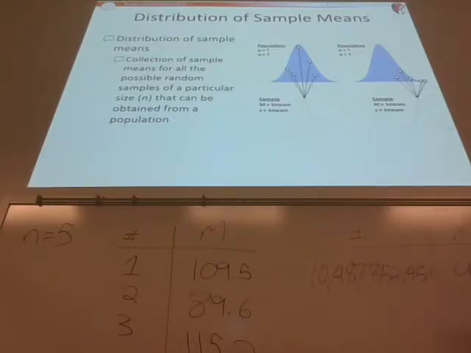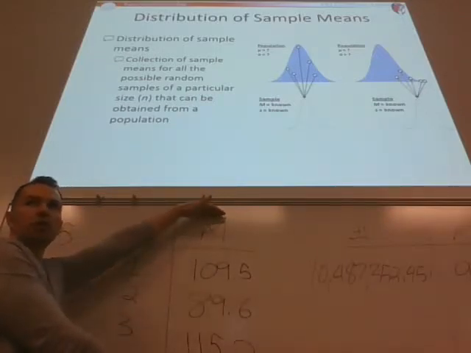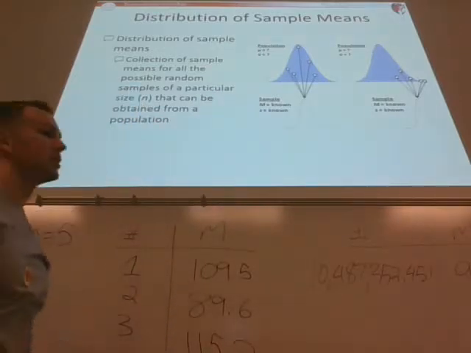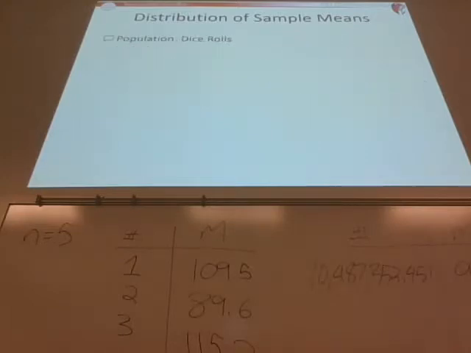But importantly, when you're done, you're going to have the means for a whole bunch of samples, and then you're going to take those scores and you're going to put them into a distribution, and that is the distribution of sample means. All right, so that's one example. Let's take a look at another, just to kind of drive this home. So, distribution of sample means, let's take it out of the world and into dice rolls, something that we can mentally handle a little bit easier.